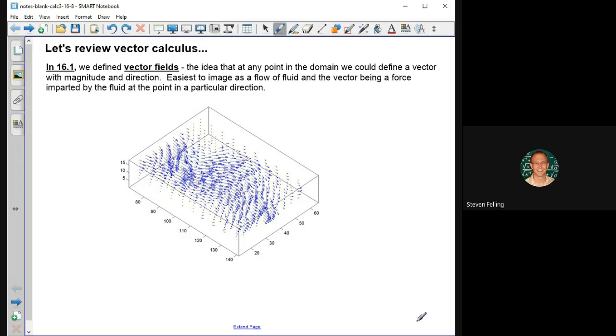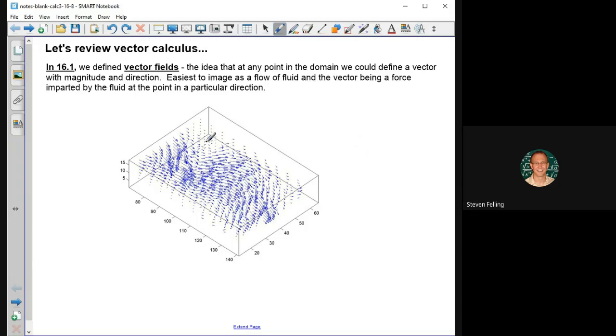All right. In 16.1, we defined vector fields, the idea that at any point in the domain, we could define a vector that has magnitude and direction. Easiest to imagine this as a flow of fluid, a vector being a force that's imparted by the fluid, where these lines indicate the strength of the fluid and the direction that it's moving. But they can represent anything: electric fields, magnetic fields, other sorts of things.